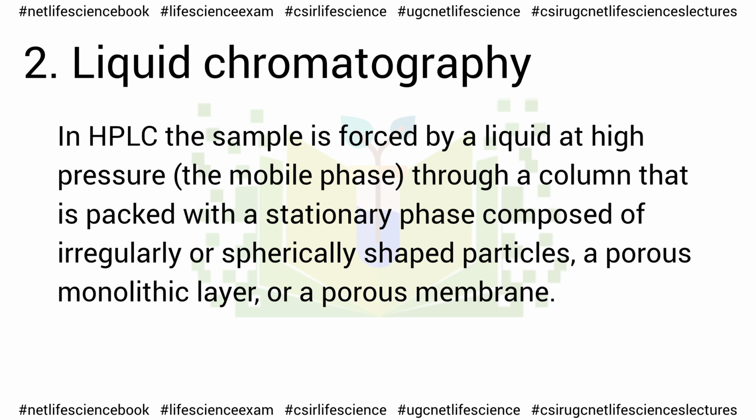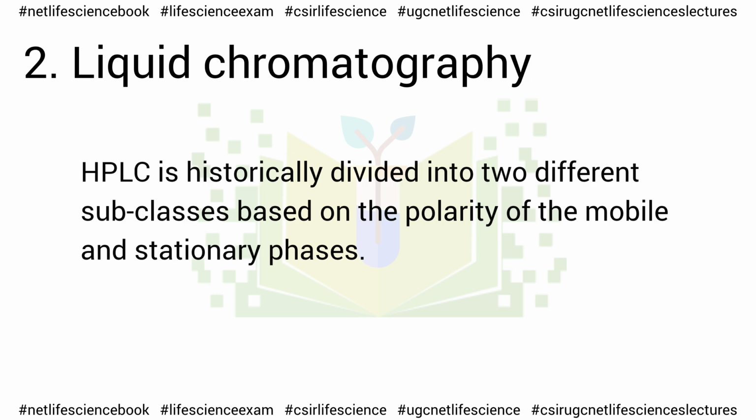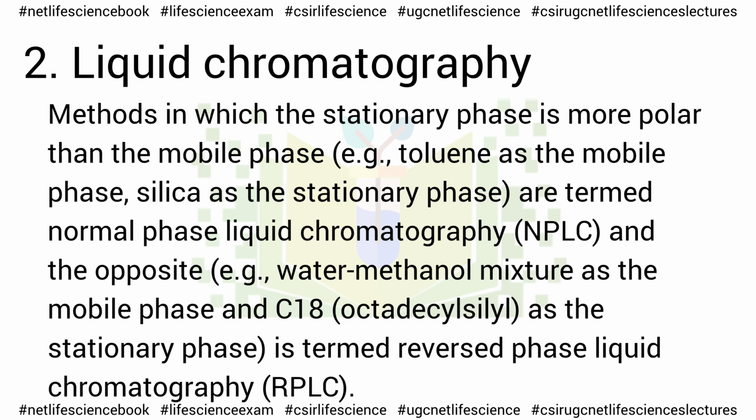with a stationary phase composed of irregularly or spherically shaped particles, a porous monolithic layer, or a porous membrane. Monoliths are sponge-like chromatographic media, and are made up of an unending block of organic or inorganic parts. HPLC is historically divided into two different subclasses based on the polarity of the mobile and stationary phases. Methods in which the stationary phase is more polar than the mobile phase are termed normal phase liquid chromatography, and the opposite is termed reversed phase liquid chromatography.